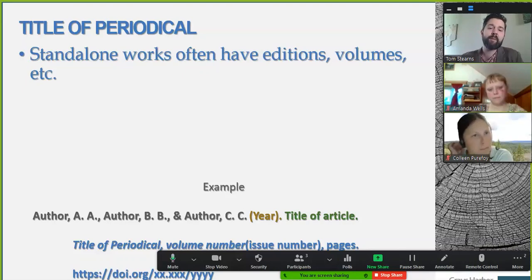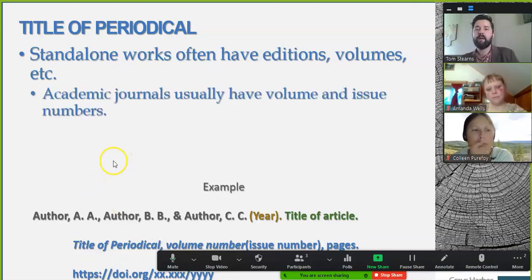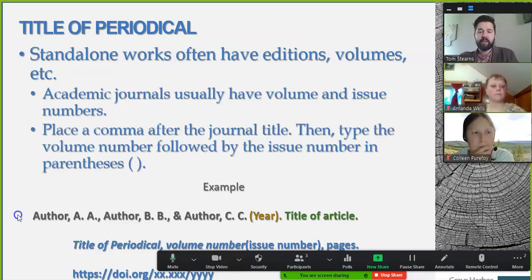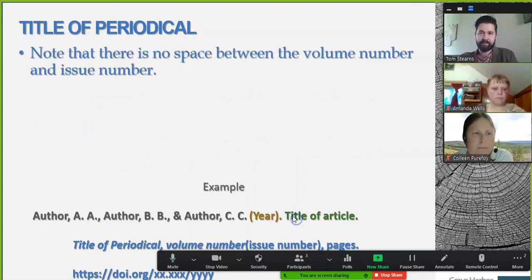But within a year, they might publish the journal 4 times or 6 times or 12 times, and so each issue will also have a number. So academic journals usually have both, and so you'll want to include both of these things. So you put a comma after the journal title, and then you provide the volume number in italics and put the issue number in parentheses, not in italics.